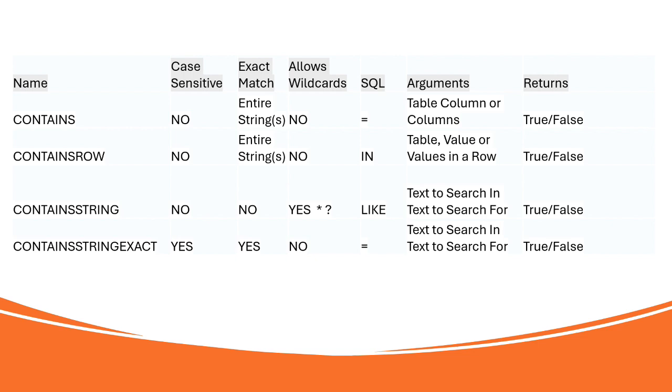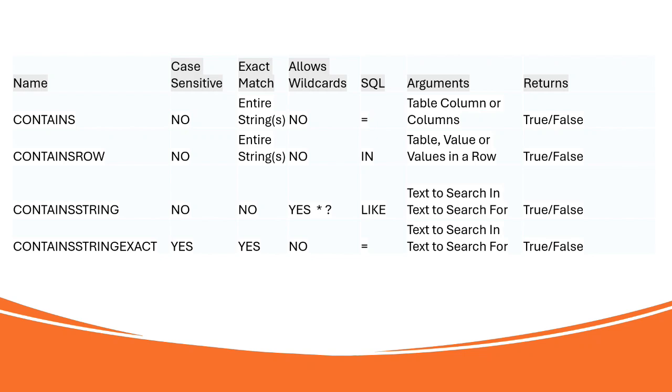Contains string. I find this one the most useful. It is not case sensitive. You don't have to have an exact match. It does allow a wildcard search. So therefore, a SQL equivalent would be like. Arguments are the text to search in, which can be just text or a column, and the text to search for. It returns true, false.